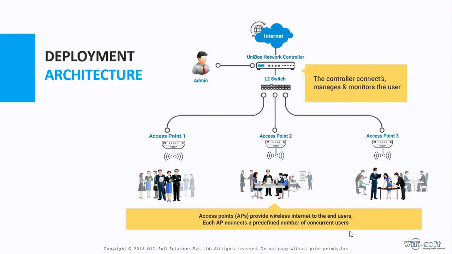Naturally, UniBox also functions as a DHCP server so that it can issue IP addresses to each of the hotspots or the networks it is running inside. So the end users will connect through to the access point and will get connectivity from the access point through the UniBox controller onto the internet.